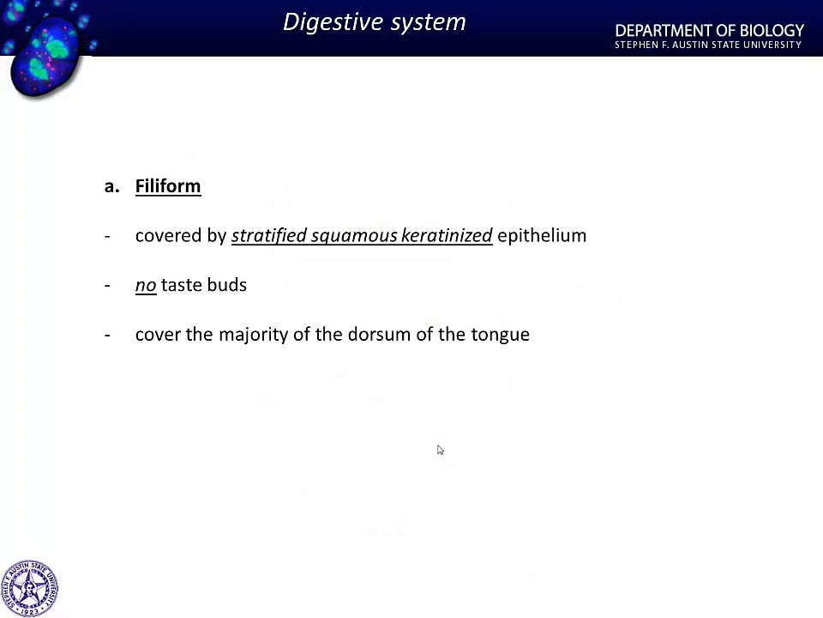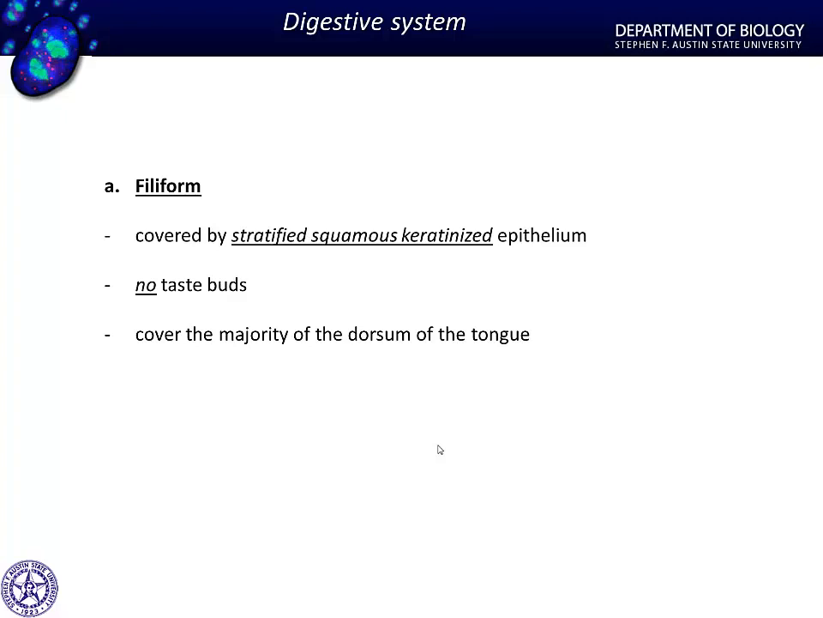But we're going to start with the filiform papillae, and these are covered by stratified squamous keratinized epithelium, and these make up the majority of the surface of the tongue. There are no taste buds on these because they're covered with this stratified squamous keratin. And if you've ever had a kitten lick you and you just feel the rough surface of that feline tongue, those are the filiform papillae.